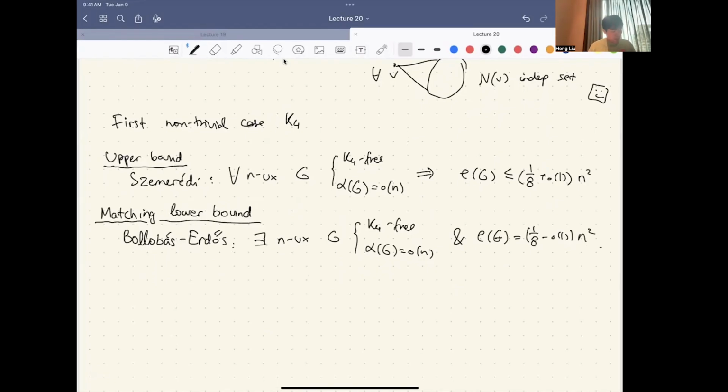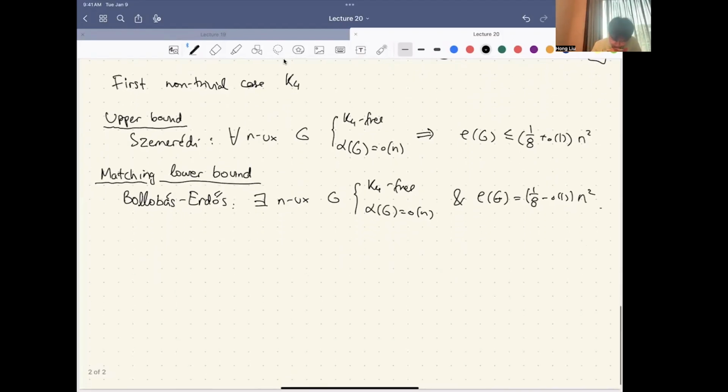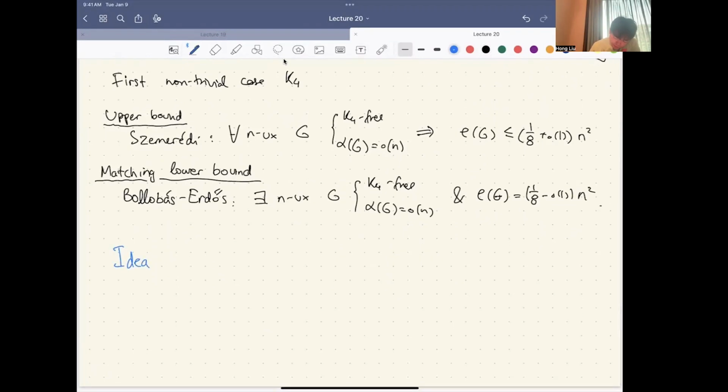So let's go through this construction. The construction is geometric. Construction idea. The vertex set of the graph, let's say G is V, E. So what do we want to do? We want a K4-free graph with sublinear independence number and lots of edges.